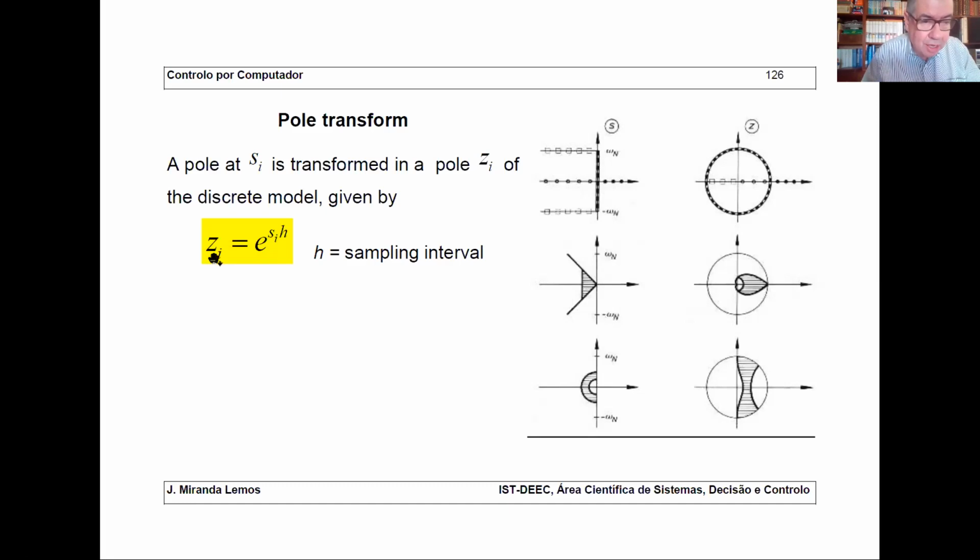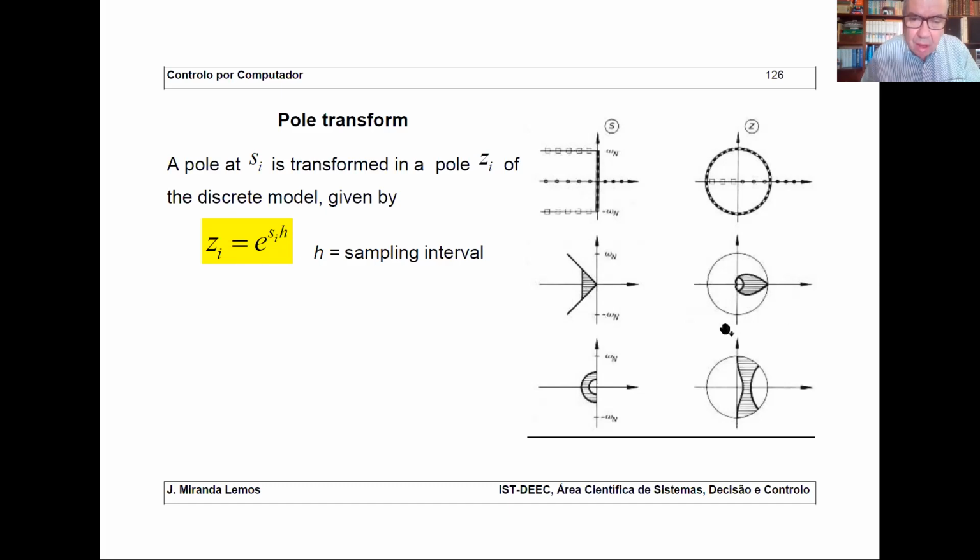So in discrete time, where do you get it? It must be on the real axis at one. What is the exponential of zero? If you make s equal to zero, what is the exponential of zero? It's one. So you are just mapping the pole at zero into a pole in discrete time at one.